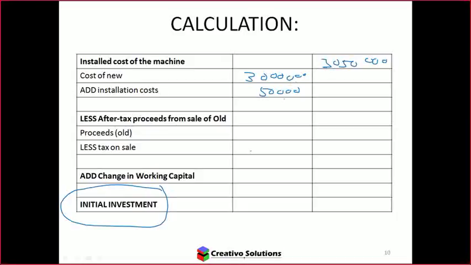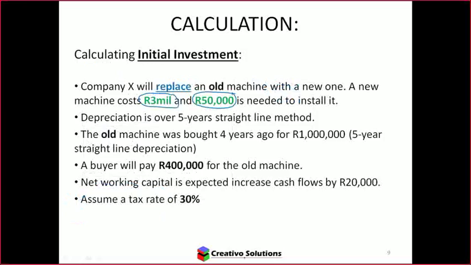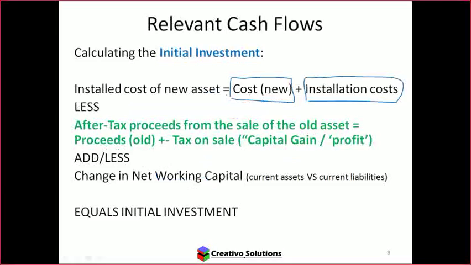Now we need the after-tax proceeds of the sale of the old. So, how much did the old asset cost? 1 million. Okay. How much can I sell it for? 400. Okay. So, I need the after-tax proceeds. So, 400 plus or minus the tax on the sale, capital gain or profit. Okay, so, did I make a profit here? How do I get the capital gain?